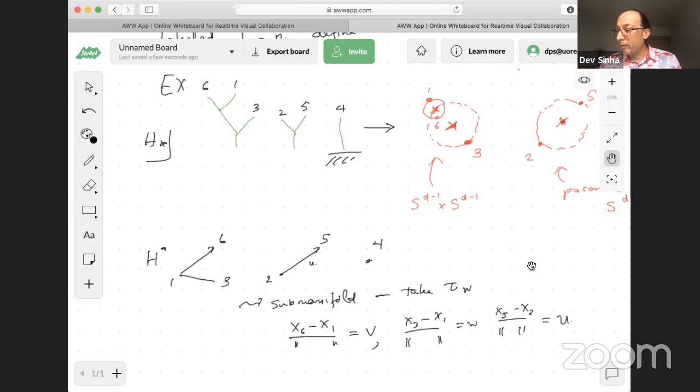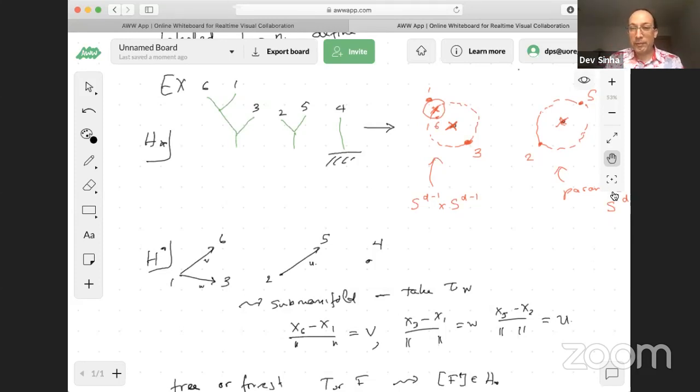And so let me recap now. To a tree or forest, T or F, we get some homology class in the configuration space. And to a graph, G, we get some cohomology class, I'll just call it tau G, in the cohomology of the configuration space.